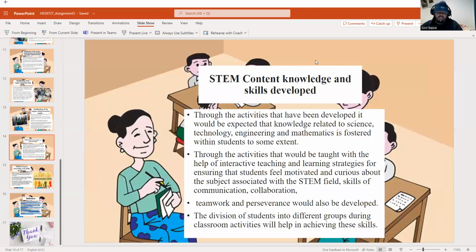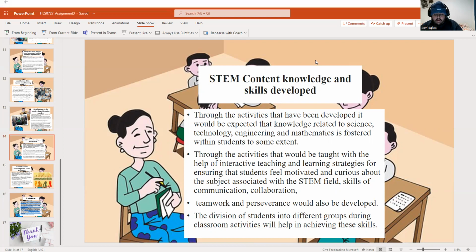In this slide, we're going to talk about the STEM knowledge and skills we have developed through this presentation. You can say that through these activities that we have developed, it would be expected that knowledge related to science, technology, engineering, and maths is fostered within students to some extent. Through these activities, children would be taught with the help of interactive teaching and learning strategies, ensuring that students feel motivated and curious about the STEM field.